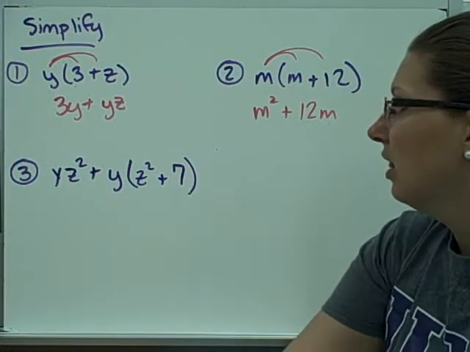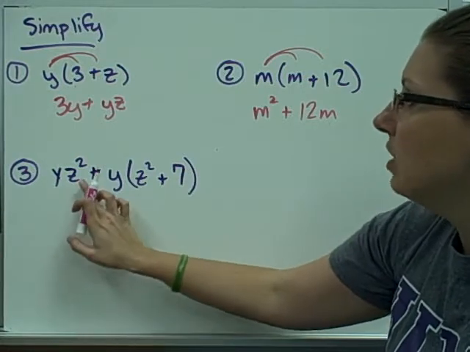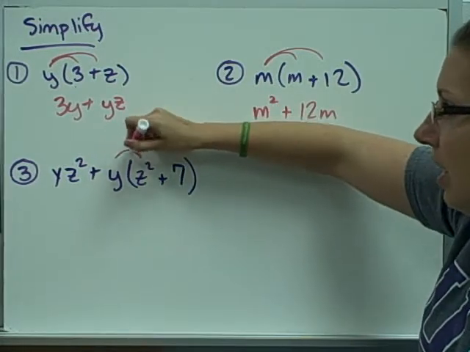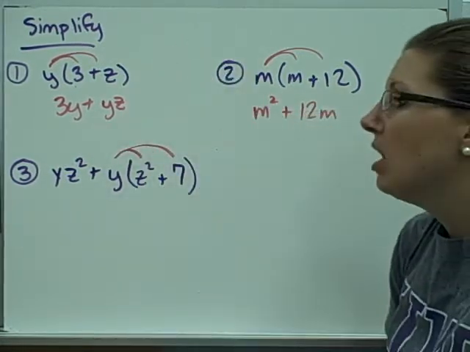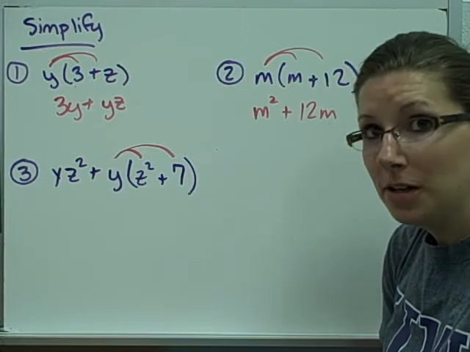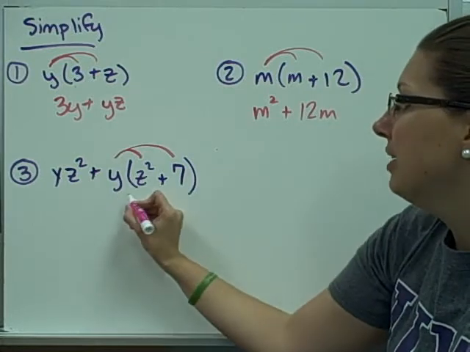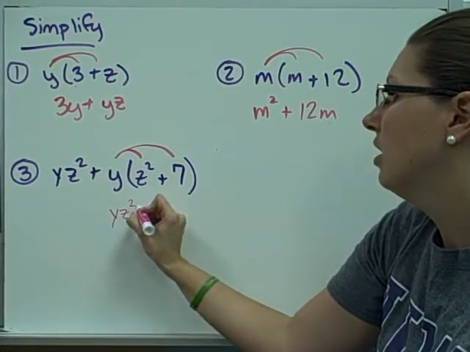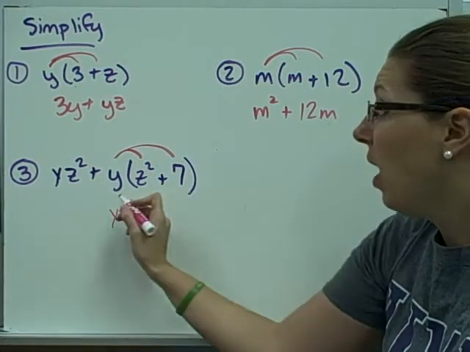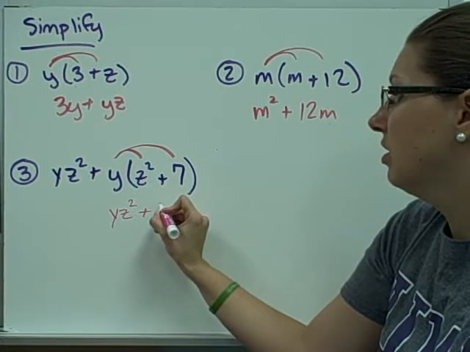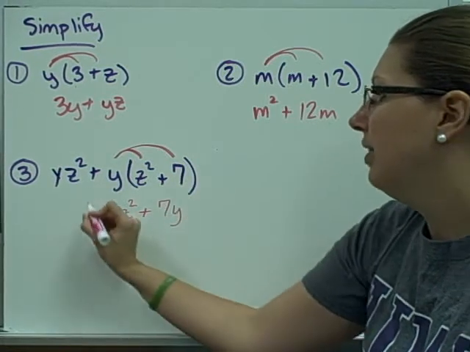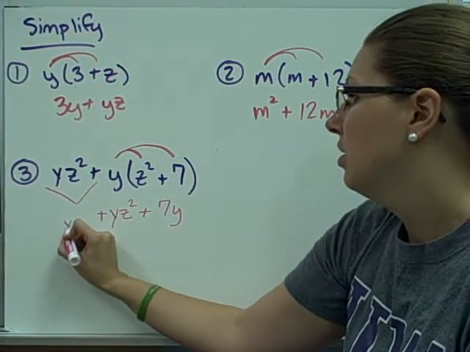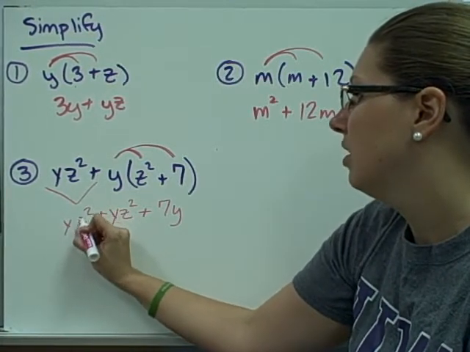Last one. I've got yz squared plus y times the quantity of z squared plus 7. Now remember, our distributing comes first. So y times z squared is just yz squared. y times 7 is just 7y. And then I bring down this entire thing right here because I didn't use it yet.